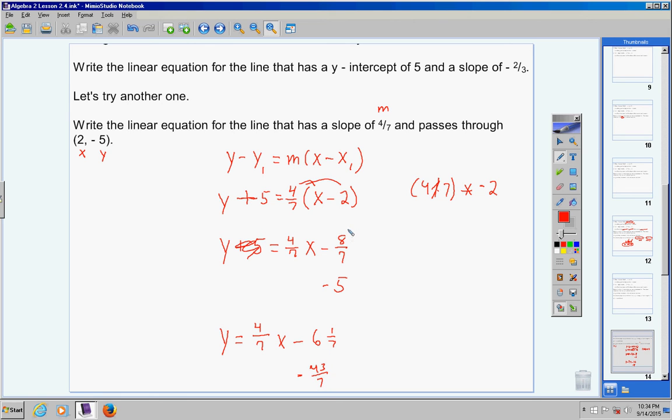In fact, if you struggle with fractions and you used your graphing calculator, you would want to type in -8/7 in parentheses. So parentheses, then -8/7, then close your parentheses, and then -5, enter, and what you're going to get is -6.142857143. Then hit math, enter, and you'll get -43/7, which is the same thing as -6 1/7. I do not care which one of these two that you use. Y is all by itself. You know you're finished. It's okay to have fractions in your answer.